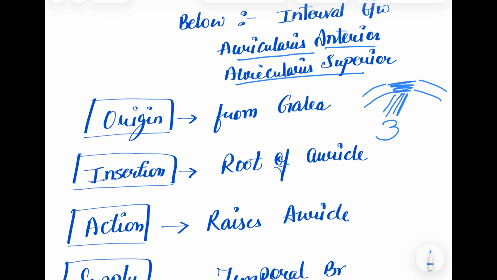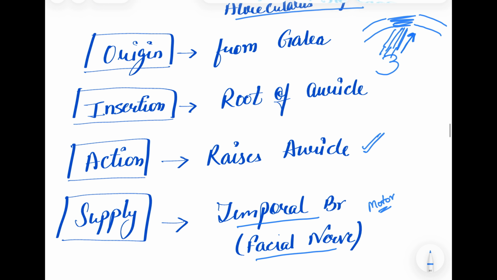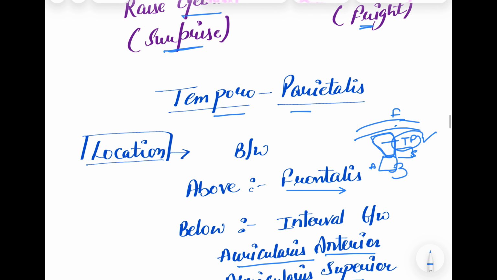For the insertion, this is my auricle, so it is basically inserted into the root of the auricle. What it is going to do, the fibers are going to pull it like this, so it's going to raise my auricle, right? And for the supply, it is the temporal branch of facial nerve, which is again a motor nerve. So this is my temporoparietalis muscle. So we talked of temporoparietalis muscle and fronto-occipitalis muscle.